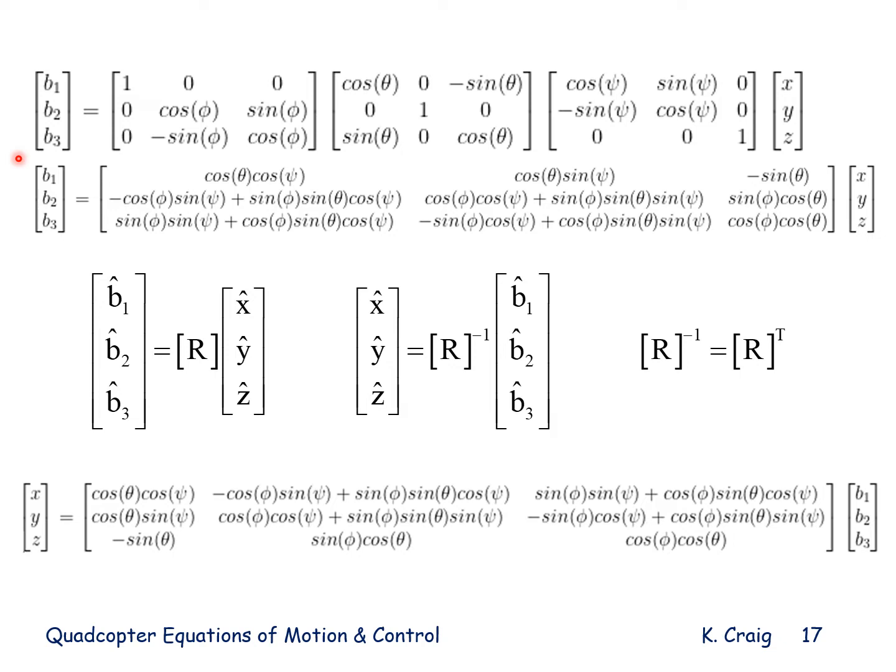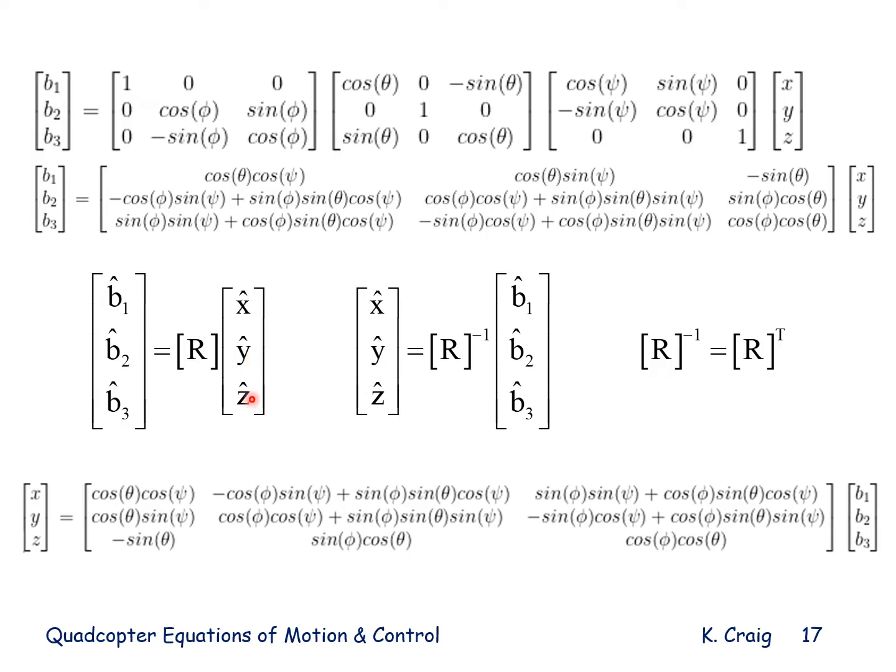I've written again the relationship between the unit vectors in the body fixed coordinate system and the unit vectors in the grounded reference frame, the inertial reference frame. And I've multiplied these three matrices together to get this one rotation matrix. And I've expressed that in shorthand form here. So here, the unit vectors in the body fixed reference frame are expressed in terms of the unit vectors in the inertial reference frame, I hat, J hat, and K hat.